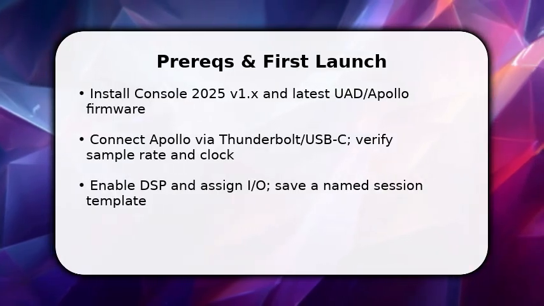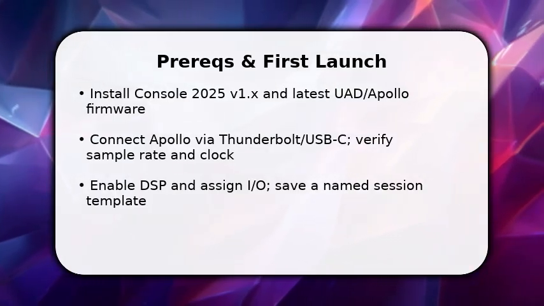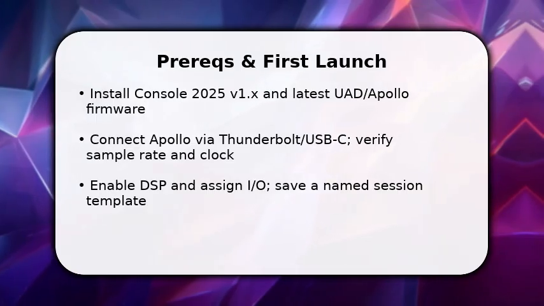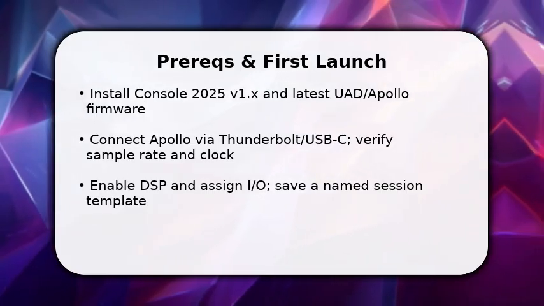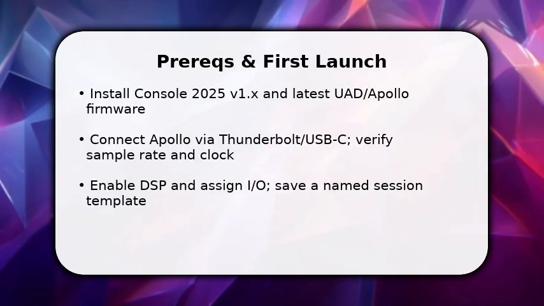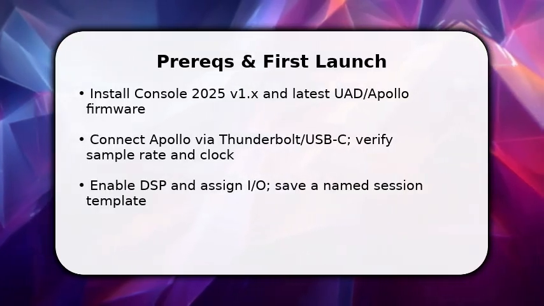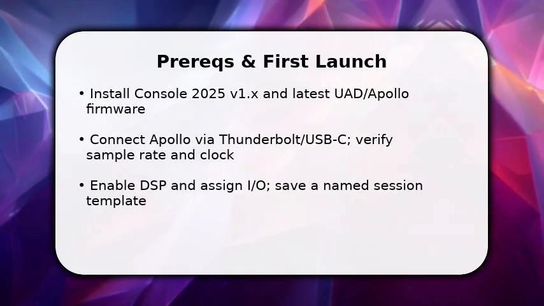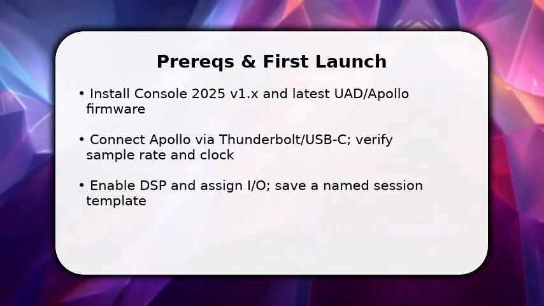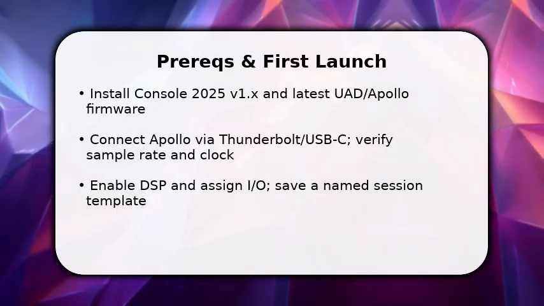Start Console 2025 now and pick the correct audio device. First, connect your Apollo and confirm the sample rate and clock source so signals won't drift. Next, enable DSP so plugins run on the unit. This matters because host CPU won't handle UAD processing.